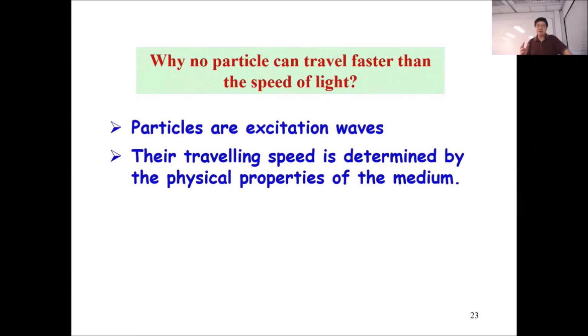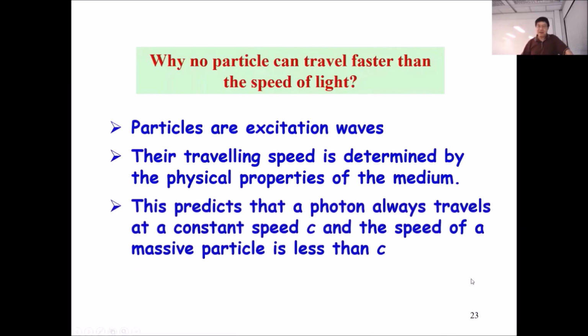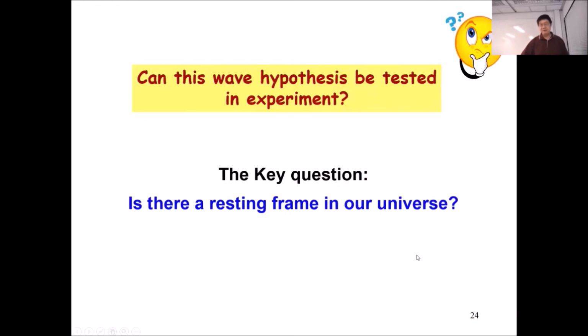So now if a particle is an excitation wave of the vacuum, the speed of the particle will be determined by the wave property of the vacuum medium. In fact, one can show mathematically that these wave hypotheses predict that a photon should always travel at a constant speed, c, and the speed of a massive particle is less than c. This can be demonstrated mathematically. For those who are interested, check my paper. All right, so that's really nice.